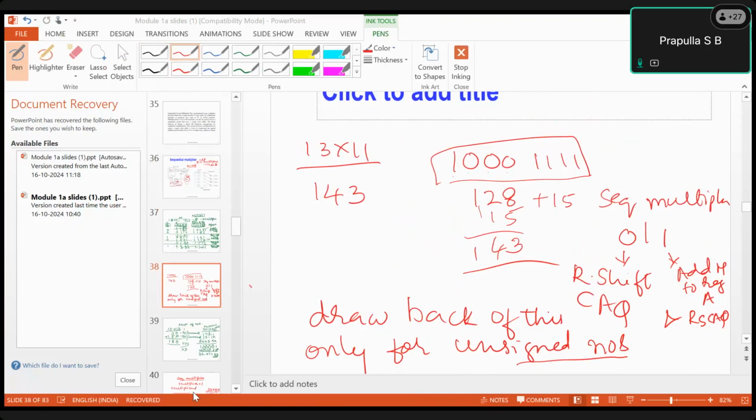Can I continue for 10 more minutes, or shall I take one more class for Booth's algorithm and modified Booth's algorithm? It's almost 1 hour 10 minutes since I started. If you want, I will stop here and schedule one more class tomorrow or the day after. Shall I stop here? One of you respond.